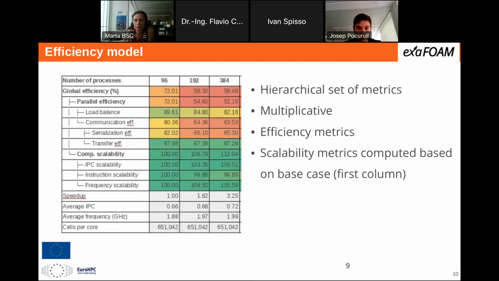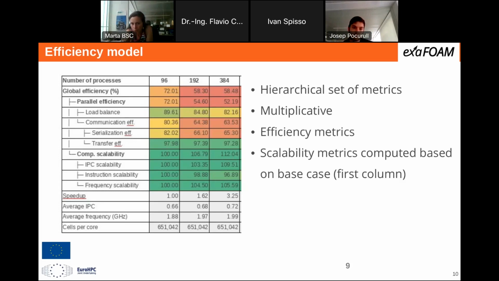So next, please. The efficiency model that we use is a set of metrics. It's hierarchical and it's multiplicative. This means that the product of the children gives the value of the parent metric. These are efficiency metrics. This means that it's telling us how much efficiency, in terms of CPU time, we are losing due to one of the metrics. So for example, if the parallel efficiency in this case is 72%, this means that 28% of the CPU time that this execution wasted was due to the parallel efficiency.